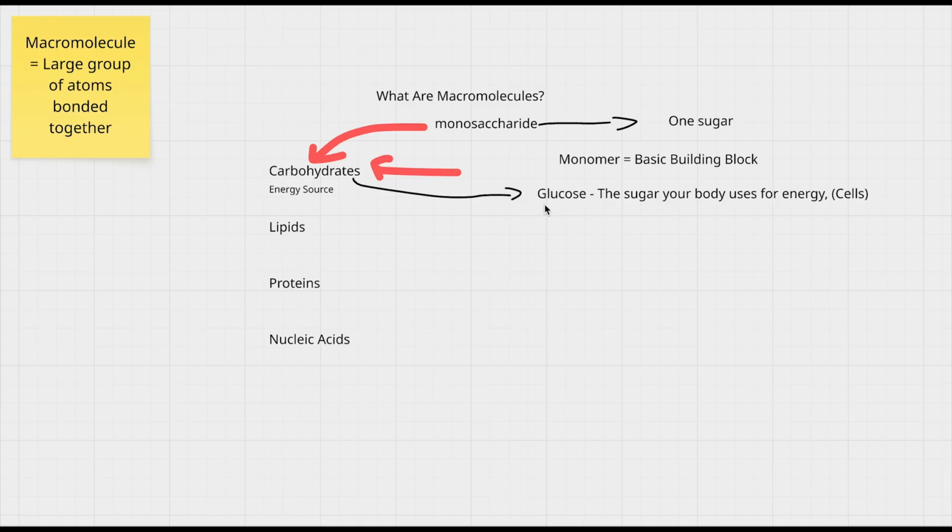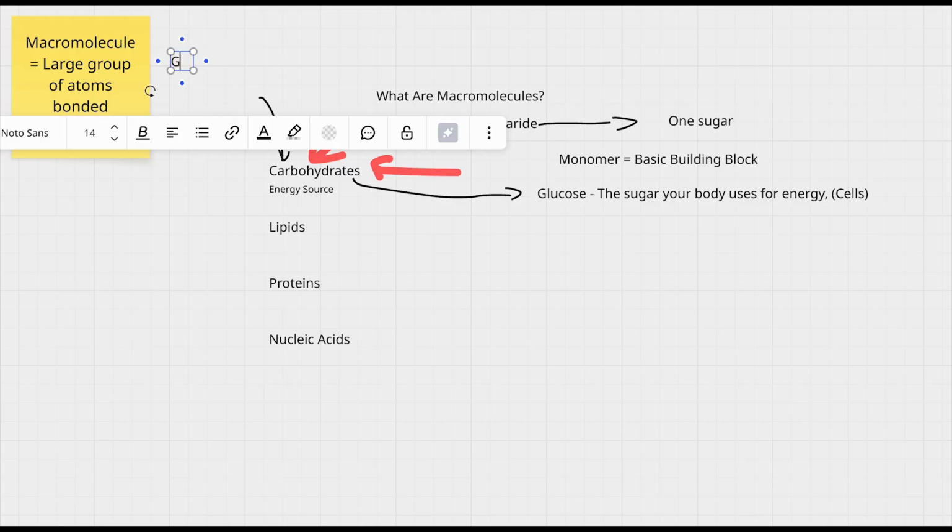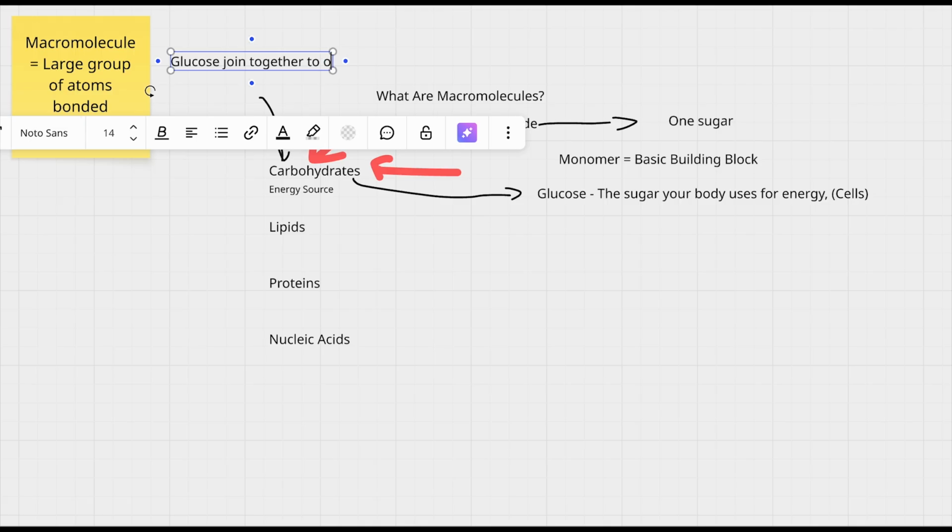When many glucose molecules join together, they form a large carbohydrate like starch, which plants use to store energy, or glycogen, which animals, including humans, store in their muscles and liver. So glucose joins together to form carbohydrates. Let's rephrase that: glucose molecules join together to form carbohydrates.